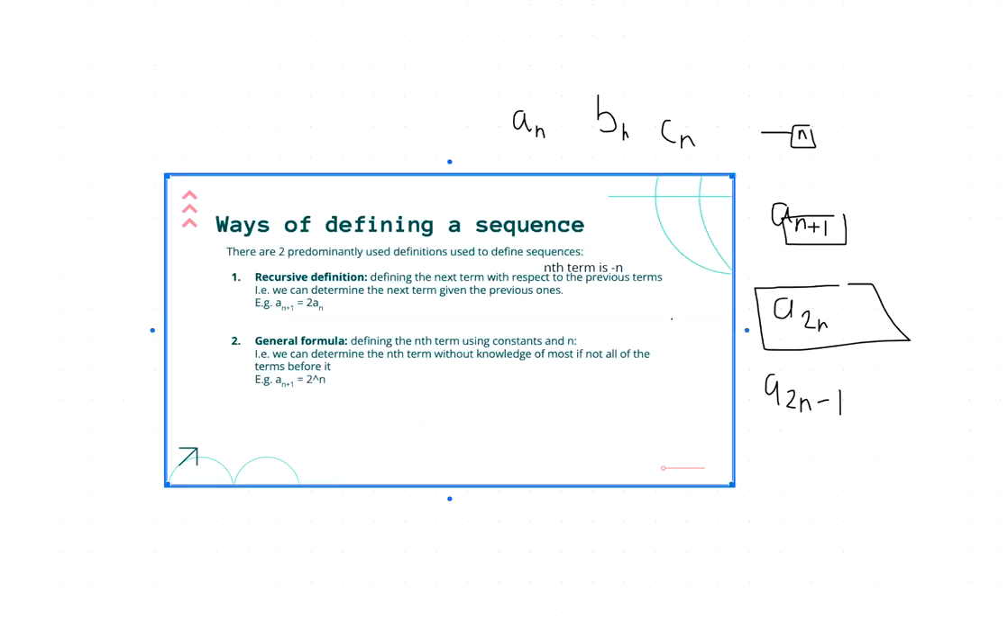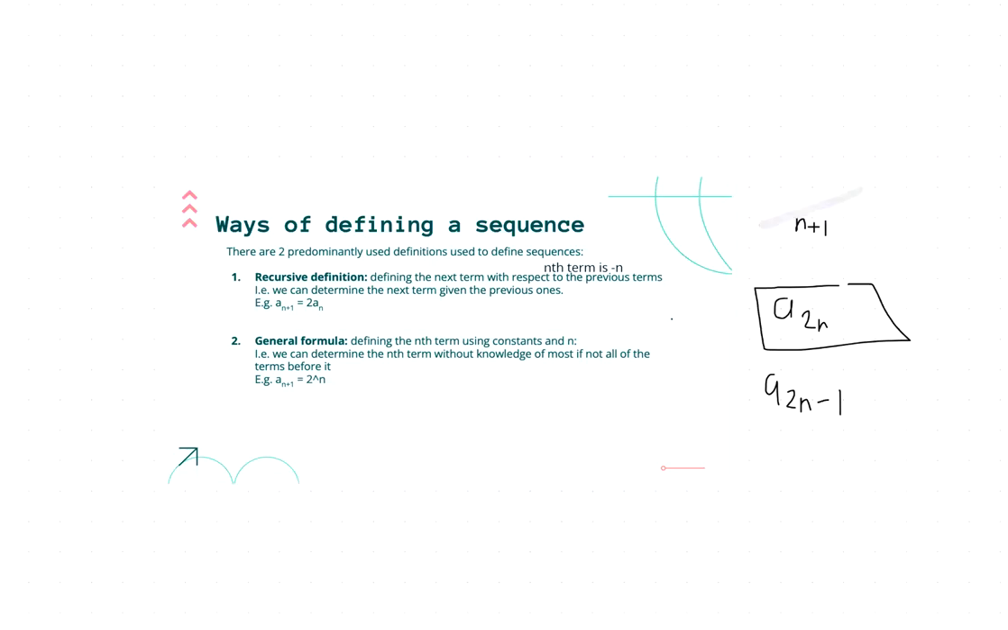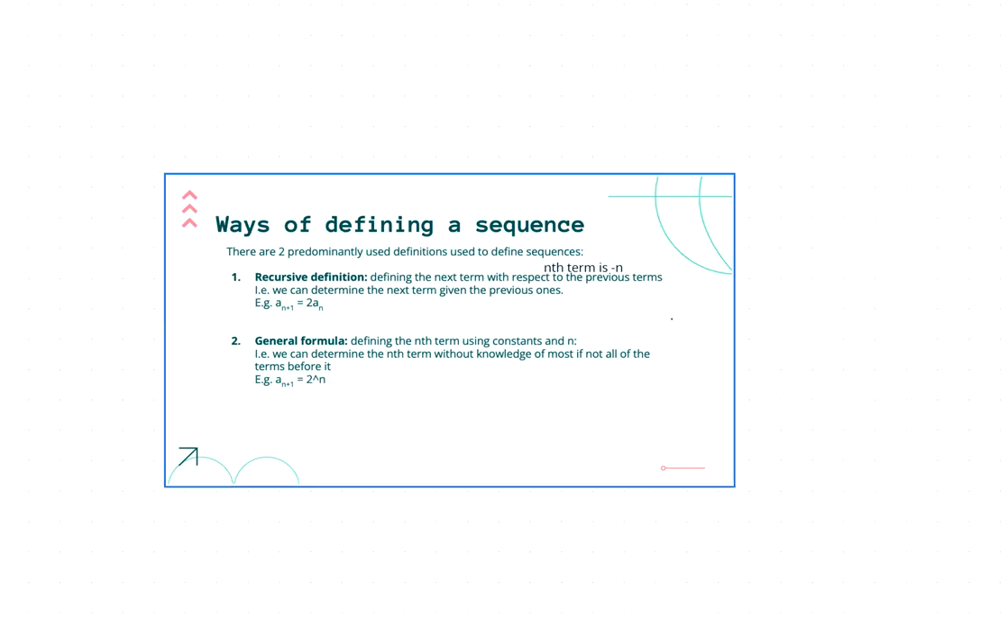Okay, so there are two ways that we often define sequences. The first way being recursively, and the second way being through a general formula. Before, we went through some general formulas, right? So we said that for our sequence of positive integers, a_n equals n. And for the natural numbers, a_n equals n minus 1, and so on, right?